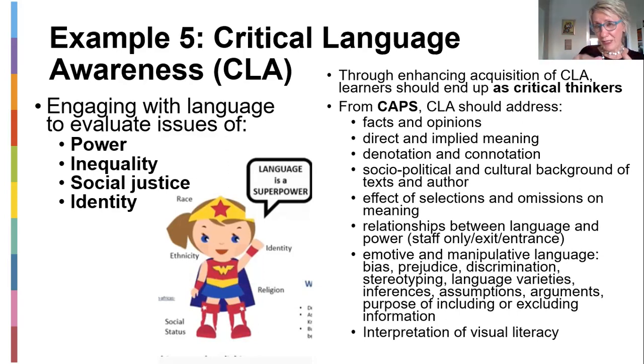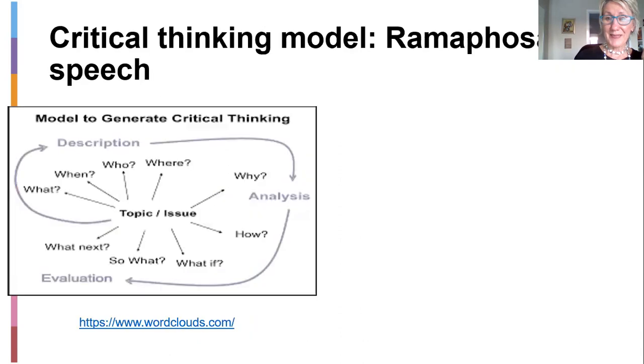What about the interpretation of visual literacy? This whole thing about prejudice, discrimination, bias, stereotyping, assumptions, arguments, all related to CAPS. So go and read that part on CLA, and this will help your students become more critical. Even in assignment 1, if you want to look at language use, the social discourse, you can look at use of facts and opinions, direct and implied meaning, social denotation and connotation, and you're also doing the visual literacy part as well.